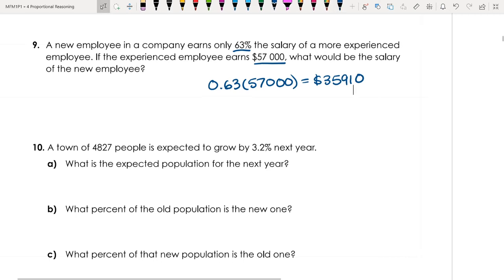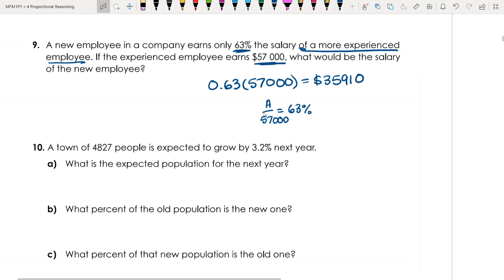All right, and that's because in this question, all we're being asked to do is find the amount. If we write it out the way we've been doing it, A over B is equal to the rate. We can replace the rate as 63%. We know that the base is 57,000. How do we know that 57,000 is the base? Because 63% of a more experienced employee, so that means that the 57,000, which is the more experienced employee, is our base.